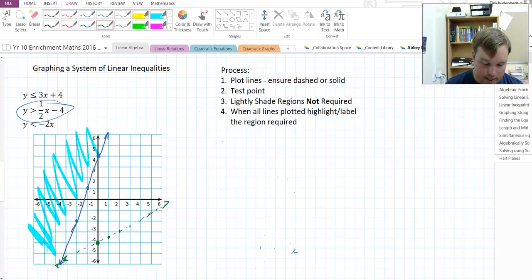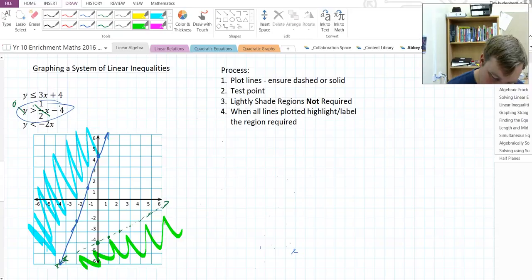Now, test point, once again, I'll put in 0, 0. That becomes 0. This is saying 0 is greater than minus 4, which is true. So we would normally want the above the line. Here we're going to shade the bit we don't want. We don't want below the line.